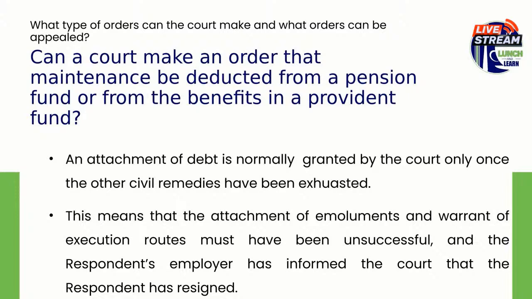This just means that the other routes must have been unsuccessful, and then the respondent's employer has informed the court that the respondent has resigned. So he's no longer employed, so the garnishee order will no longer be successful. Then you can apply for the attachment of debt.